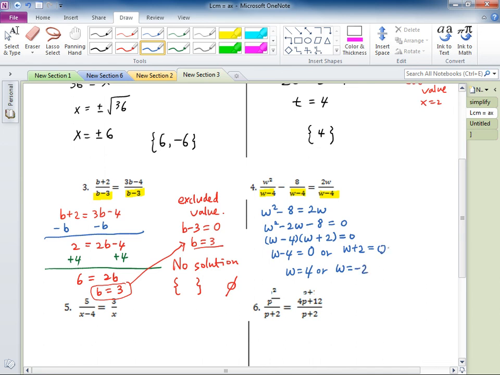Can I use both of them as solutions? So let's check with the excluded value. What are the excluded values or value? w should not be equal to 4, right? So don't worry about this guy. That's not going to be a number for the solution, right? So what is my only solution? Negative 2.